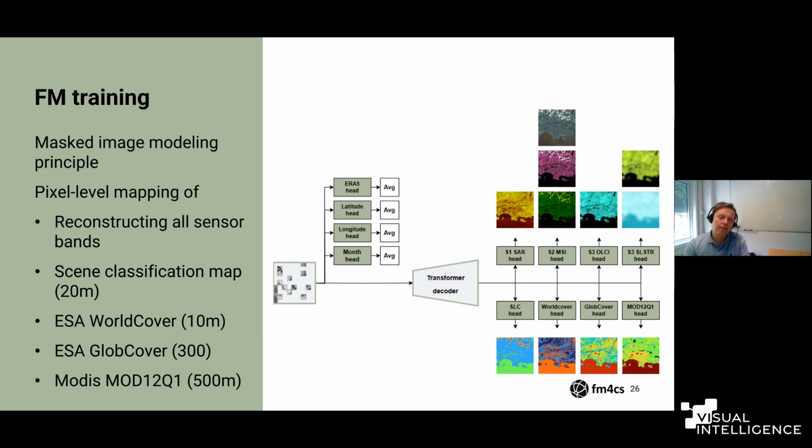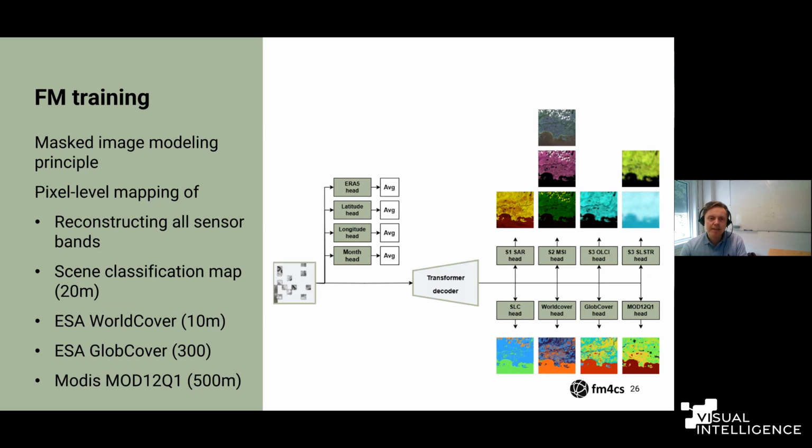And then we have world cover. So we try to predict the classes included in this world cover at 10 meters. We predict something called ESA GlobCover that was developed a few years ago, and that is at 300-meter resolution. And the American satellite sensor MODIS also has products for land cover, which we also use, something called MCD12Q1. So all these are predicted in training, in addition to the sensor bands.